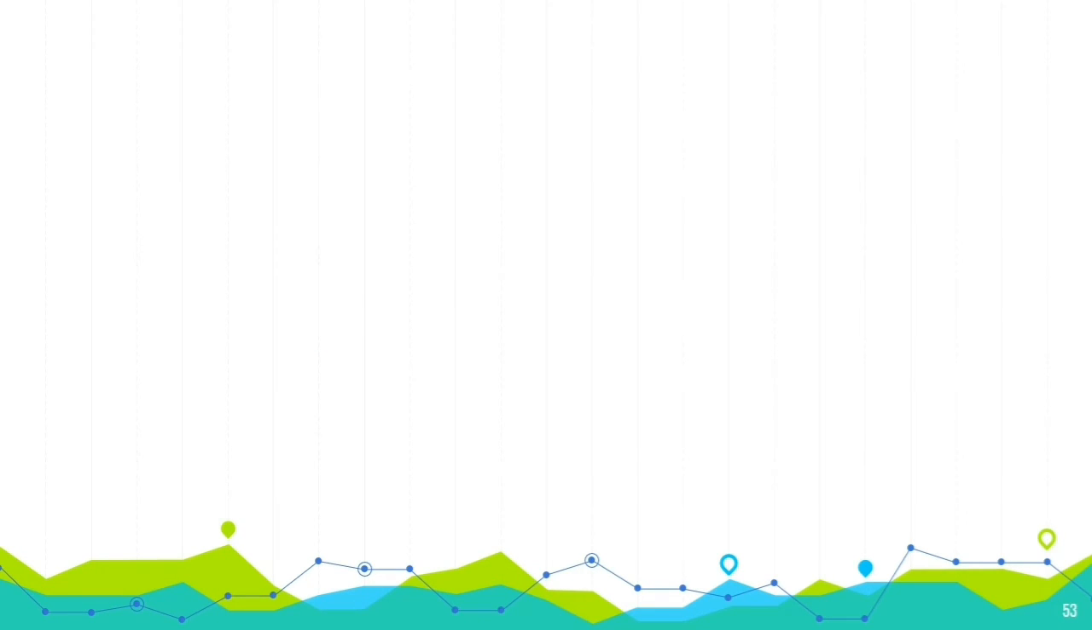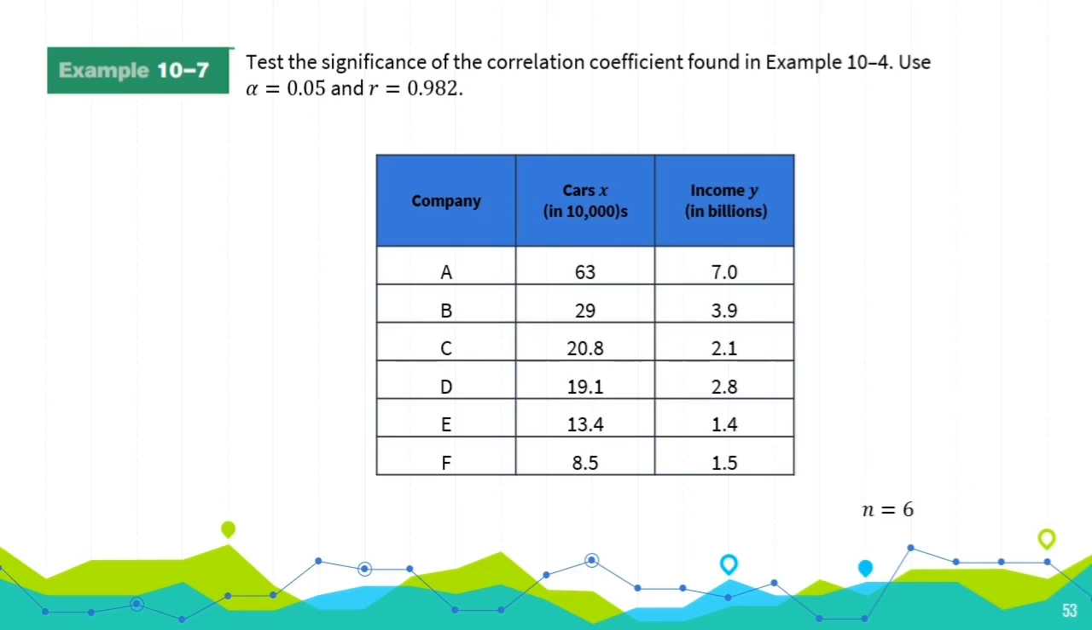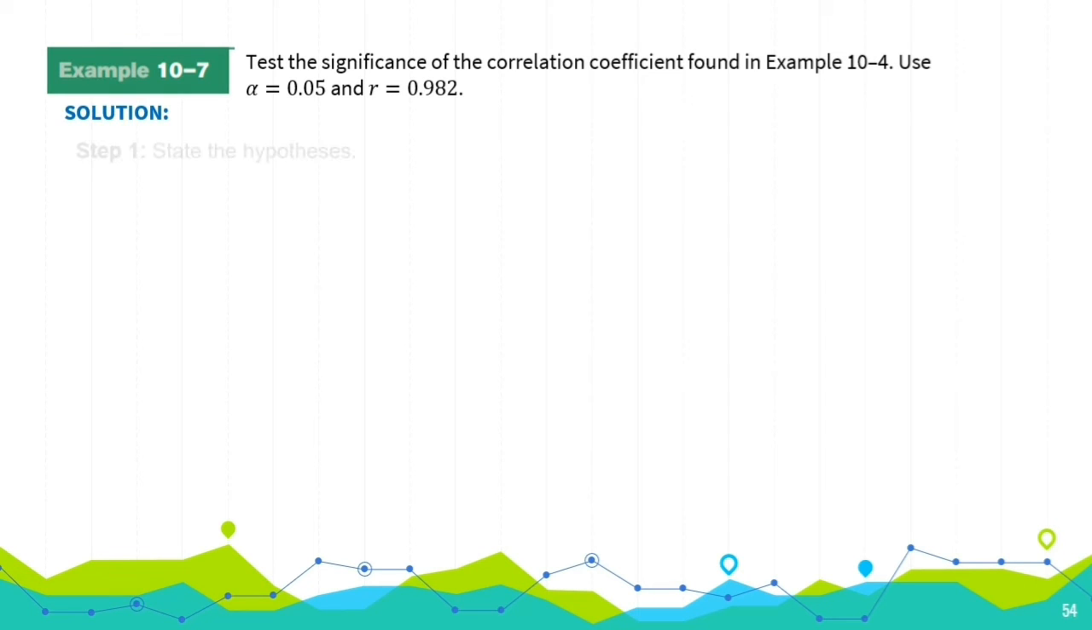For example, 10-7. Test the significance of the correlation coefficient found in example 10-4. Use alpha equal to 0.05 and r equal to 0.982. Example 10-4 is a car rental company, so we have this data. And for our solution, step 1, state the hypothesis. Null hypothesis, rho is equal to 0, and alternative hypothesis, rho is not equal to 0.